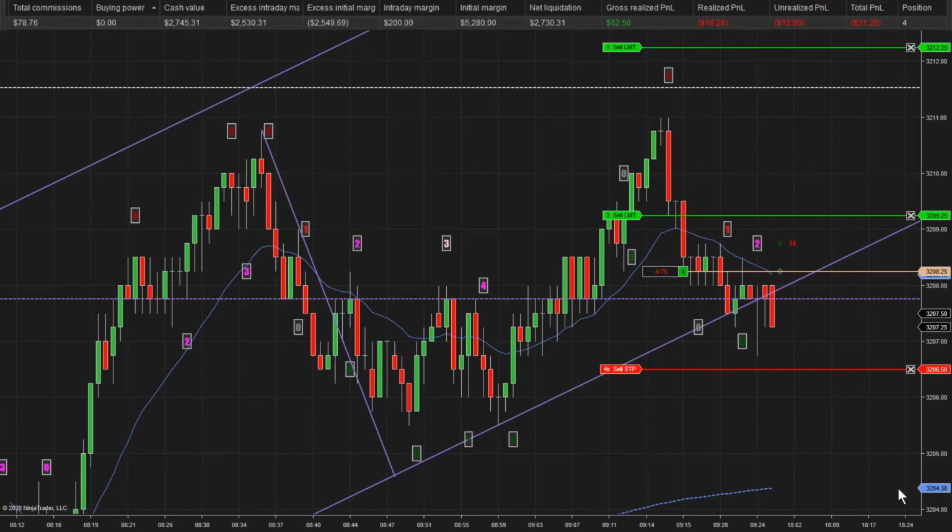You gotta take the two-legged pullback on double supports, right? You gotta do that. It's looking a little sketchy. Looking sketchy.